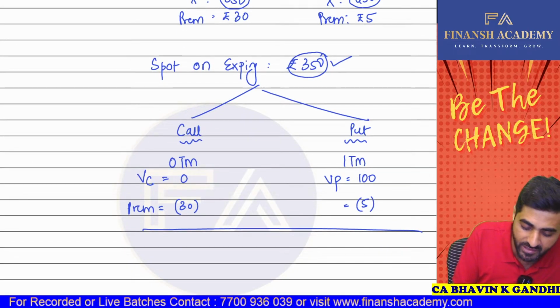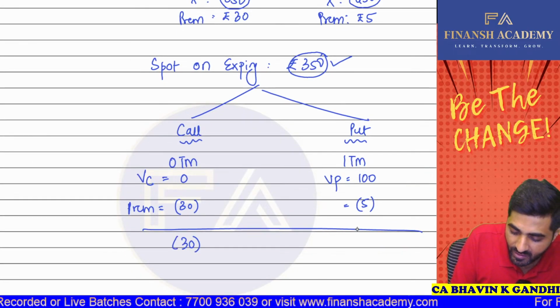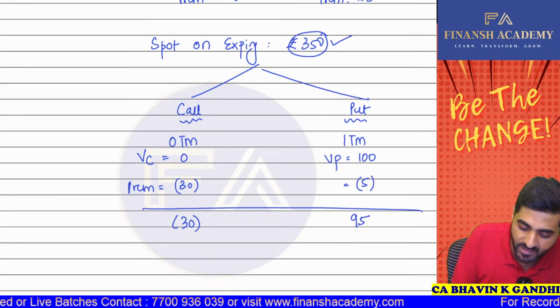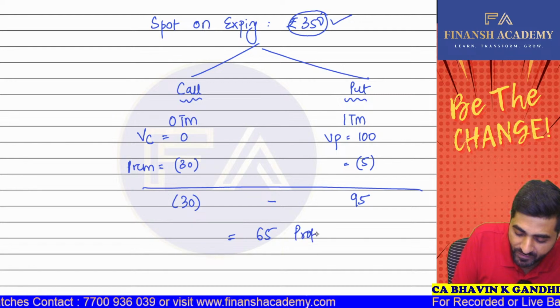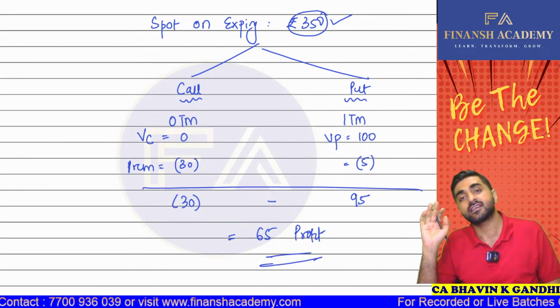So in this particular case, there is a loss of 30 rupees here and here there is a profit of 95 rupees. Ultimately means what? Can I say there is a 65 rupees profit? Come on, yes or no? Then the answer is yes, sir.